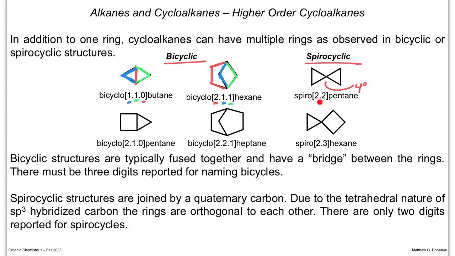So notice with spirocyclic compounds, there's only 2 numbers reported. That's because they're joined only at that 1 carbon. And so really what you're doing is just counting how many carbons are in each ring. So 2 and 2, that's what you would report there. So the other one has 2 and then 3.